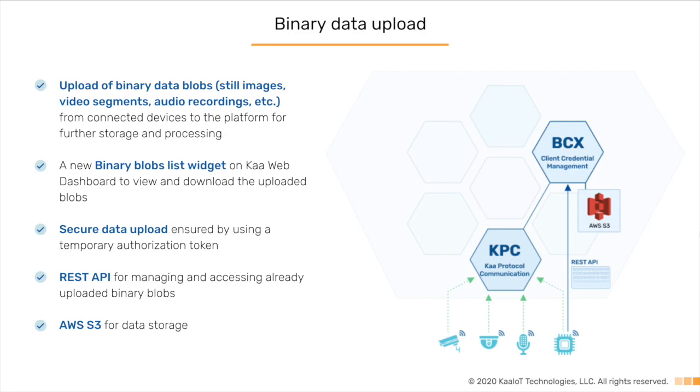Kaa 1.2 supports the collection of binary data blobs such as still images, video segments, or audio recordings from your connected devices. There is also a new widget in the Kaa UI that allows you to upload data from your devices to the platform, view the list of uploaded blobs, and download them to your computer. The uploaded data is stored on the AWS S3 storage service. Let's go back to the demo.